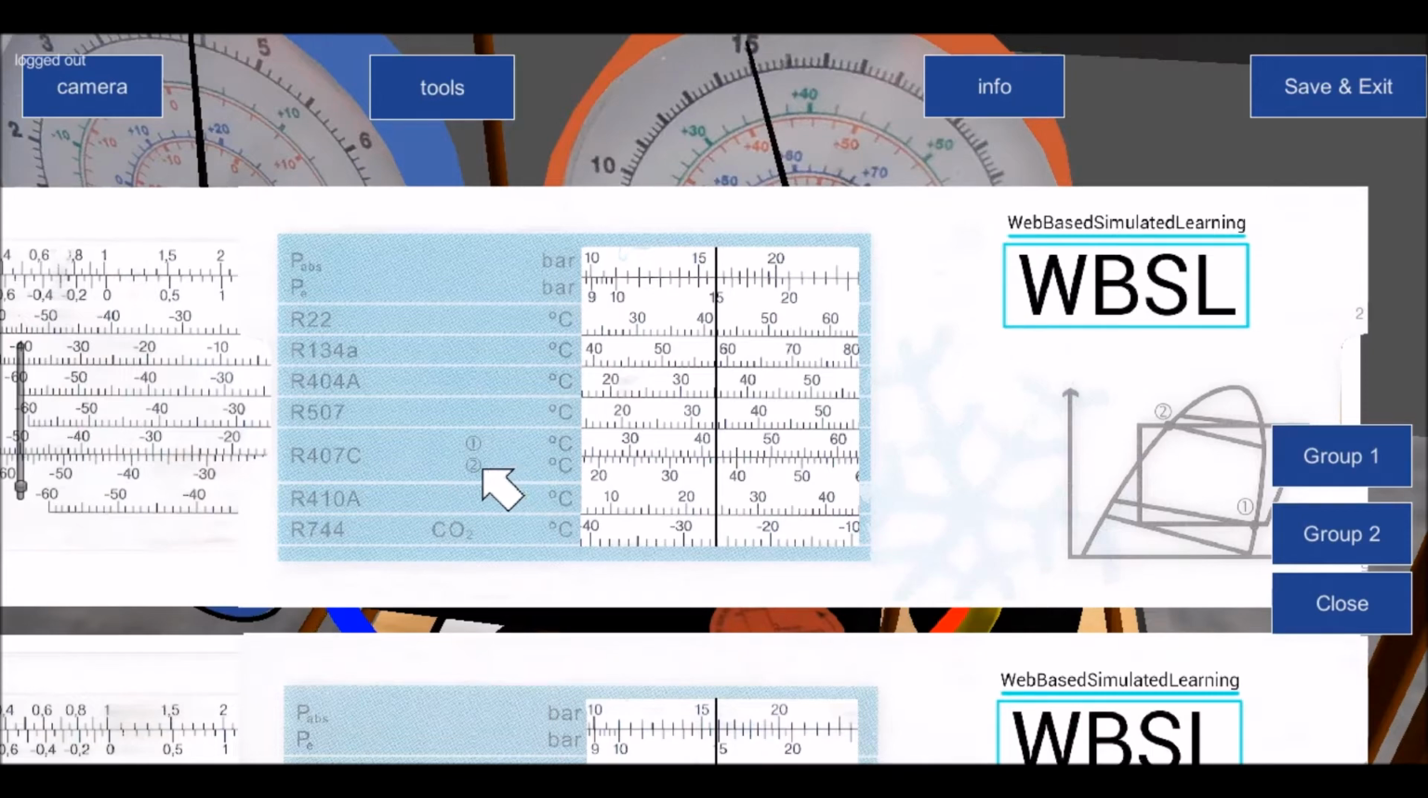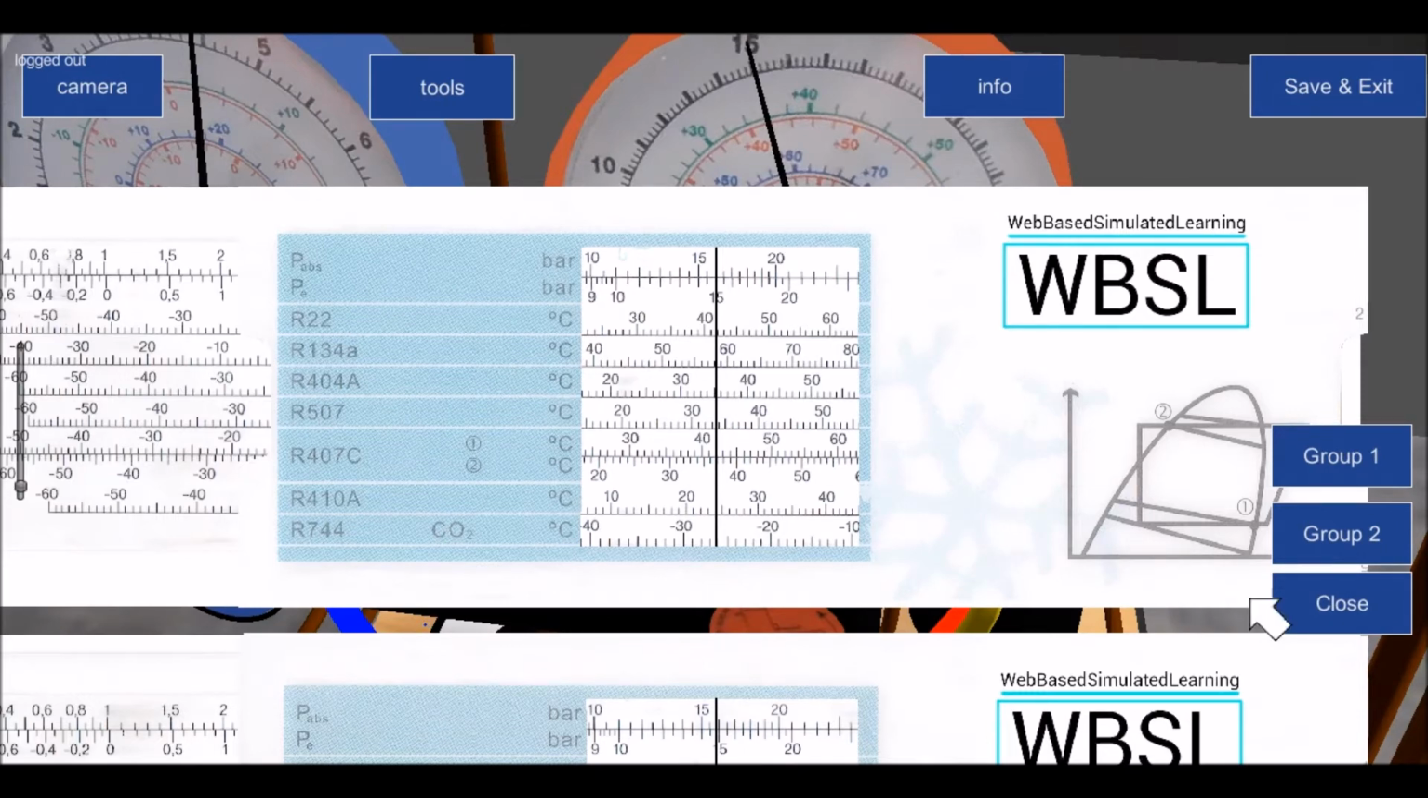So if we look at our bubble point temperature, which is number 2, we can see here there is 31, 32, 33, 34, 35, 36, 37 degrees. The actual true condensing temperature at 15 bar for 407C is 37 degrees. Whereas the actual true condensing temperature for 404A, so there's 31, 32, 33, 34, 35, is 35 degrees Celsius.